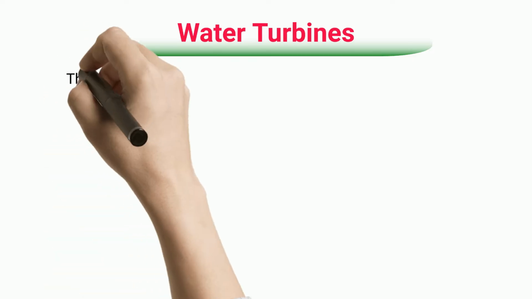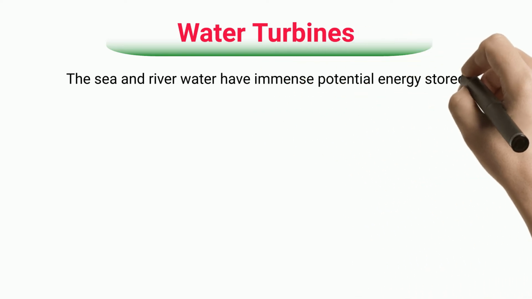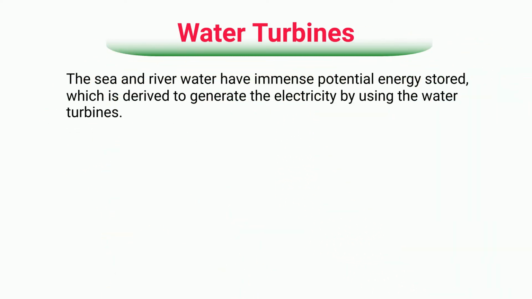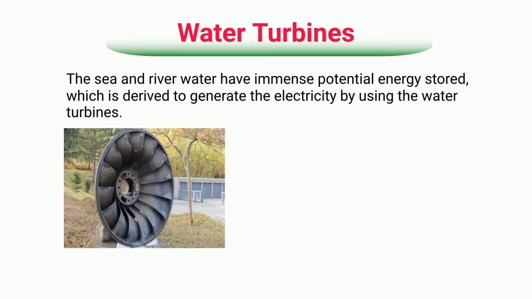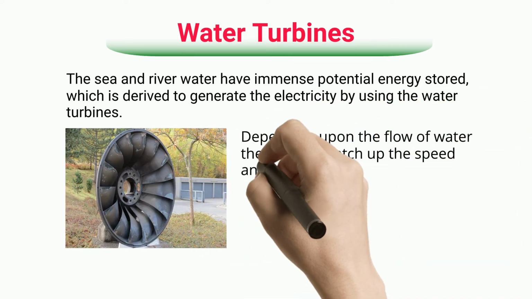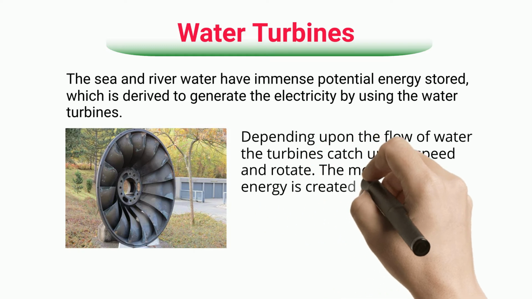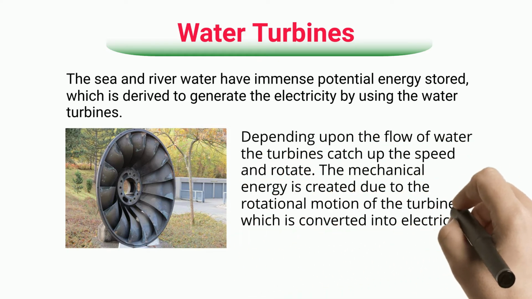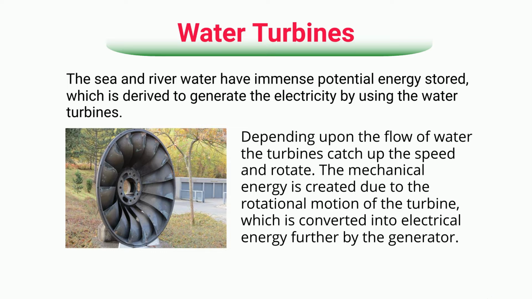Water turbines. The sea and river water have immense potential energy stored, which is derived to generate electricity by using the water turbines. Depending upon the flow of water, the turbines catch up the speed and rotate. The mechanical energy is created due to the rotational motion of the turbine, which is converted into electrical energy further by the generator.